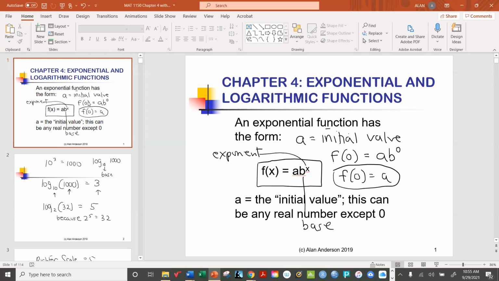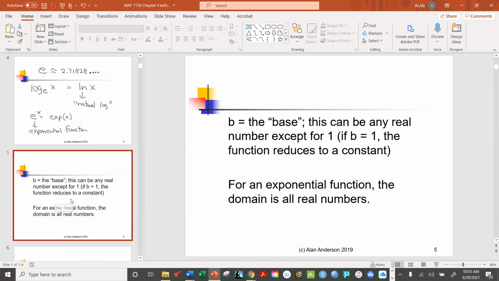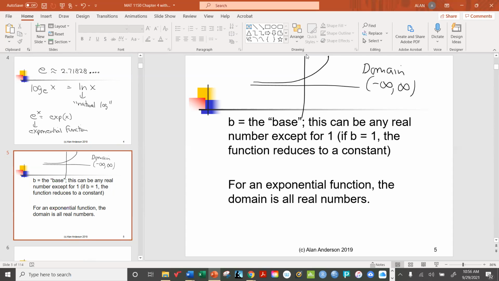Now, the base can be e. It doesn't have to be, though. Any form like this is considered to be exponential. Now, for this one, the domain is all real numbers. It looks a lot like the one we saw earlier. In other words, a typical exponential function looks like this. As we saw earlier, the domain would be the real number line, and the range would be 0 up to infinity, not including 0.